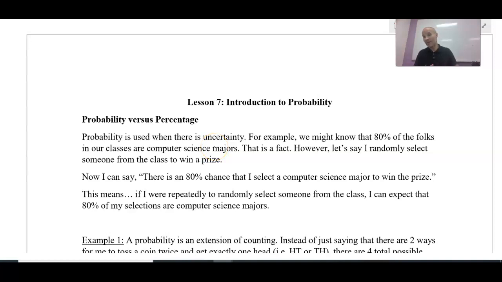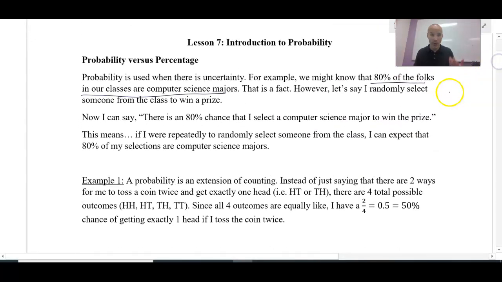So in this lesson we were talking about an introduction to probability. A probability and a percentage are very similar and can sometimes mean the same thing, but a percentage is often something we've learned to be more of a fact in the past. So if I say 80% of the folks in our class are computer science majors, that's a fact. That means I've counted everybody and tallied up the number of people who are computer science majors, divided by the total number of people in the room.